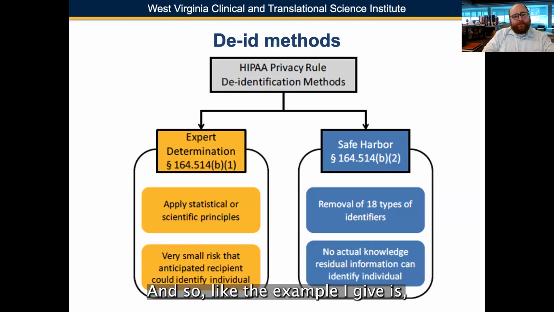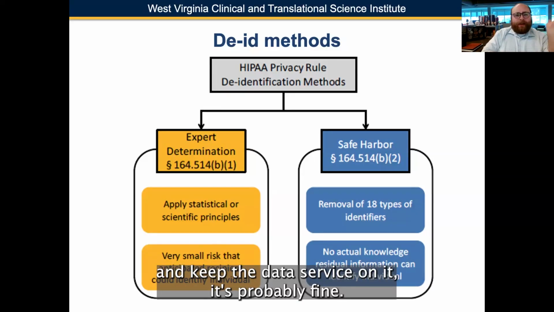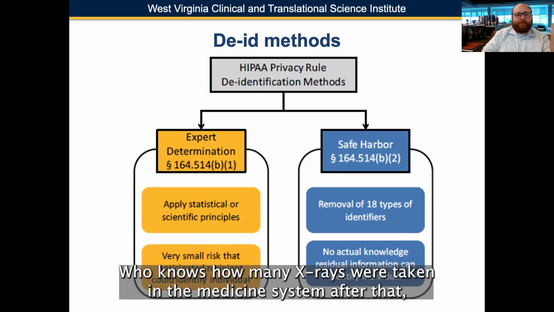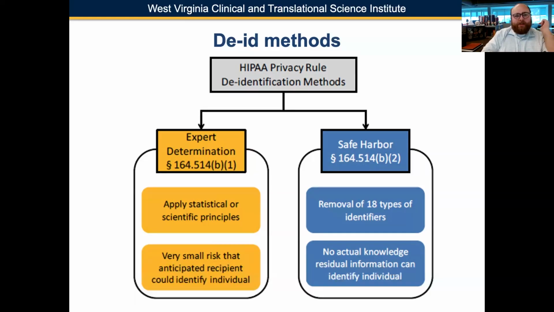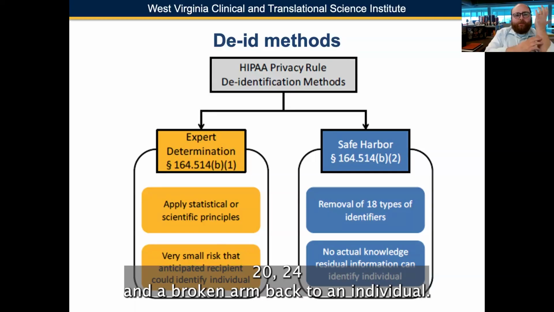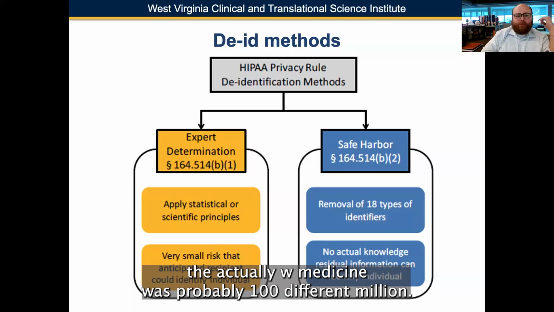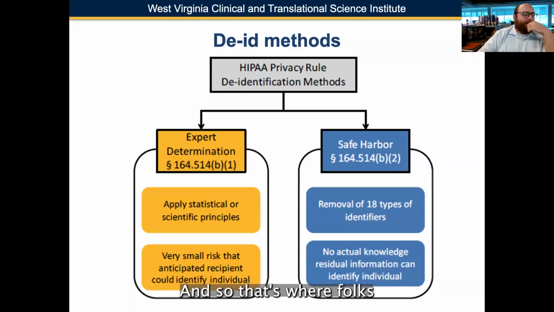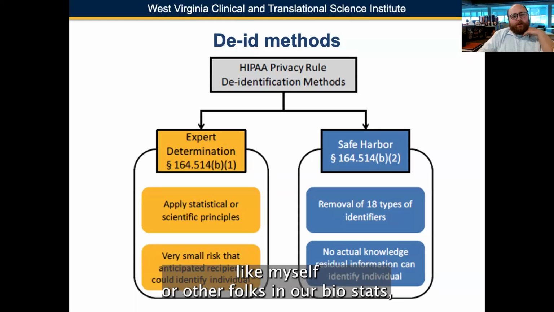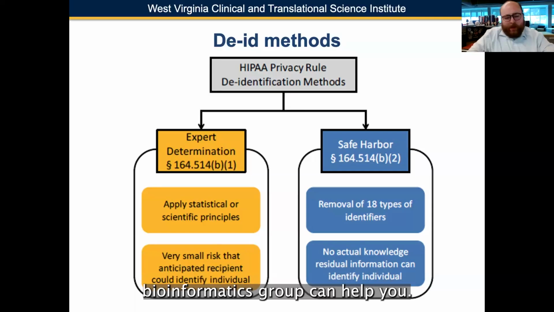And so, like the example I give is, if I wanted to do an X-ray study and keep the date of service on it, it's probably fine. Who knows how many X-rays were taken in the WV Medicine system yesterday? There's no reasonable way to identify an X-ray with a date of service of 6/20/2024 and a broken arm back to an individual. There's no way that an average person could do that because yesterday at WV Medicine there were probably 100 different broken arms. And so that's where folks like myself or other folks in our biostats, bioinformatics group can help you de-identify data.